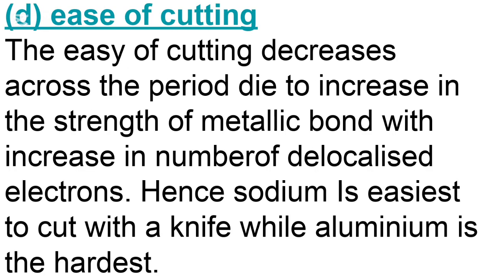Now, the next trend we are going to look at is ease of cutting. How easy is it to cut that particular element? Now, the ease of cutting decreases across the period due to increase in the strength of the metallic bond with increase in the number of delocalized electrons. So as the metallic bond becomes stronger, then it is hard to cut through that material. Hence, sodium is easiest to cut with a knife, while aluminium is the hardest.